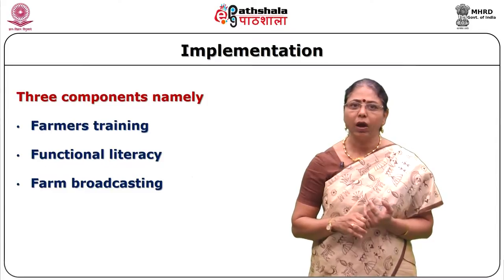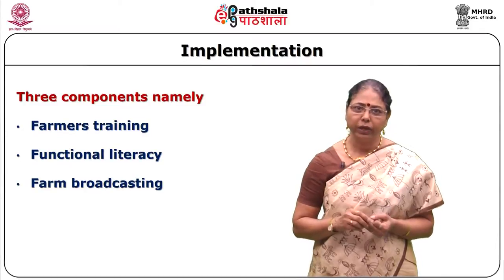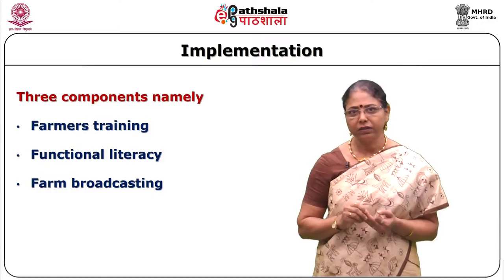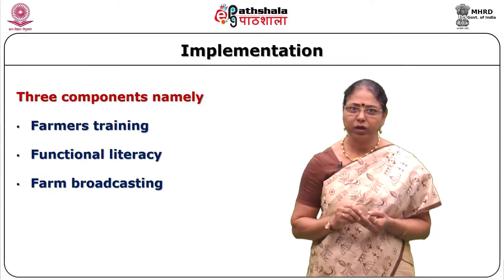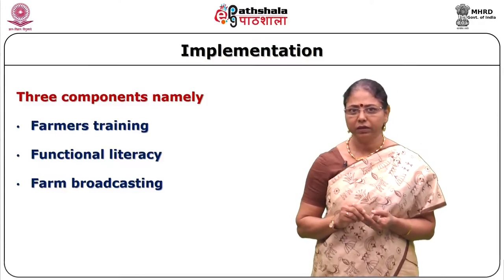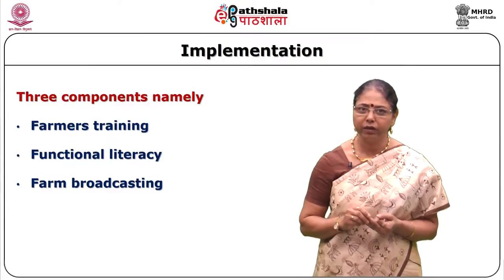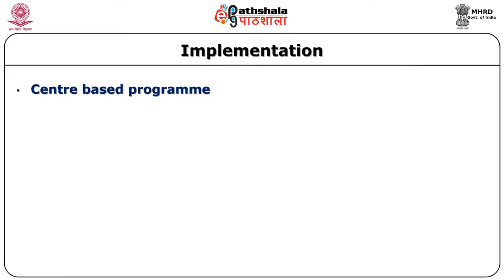The third component was farm broadcasting, where radio was used extensively. The major role played by radio is another characteristic of this program. Various programs related to agricultural production were broadcasted through radio. These programs were listened to by the agricultural people, especially those farmers who were trained, and then afterwards discussions were held. For implementation of the farmers' functional literacy program, a center-based approach was used, where one instructor used to teach 30 learners. These learners were basically farmers who were interested in learning functional literacy.